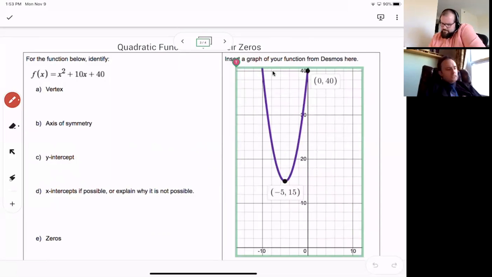And then as Mr. Carlson said, we have those gray dots. We can click on those, and those are important. From those gray dots, we should be able to identify some of the things that we're being asked about, like the vertex. That's the bottom point of this graph, or if it was an upside down one, it would be the top point. So that would be at -5, 15.